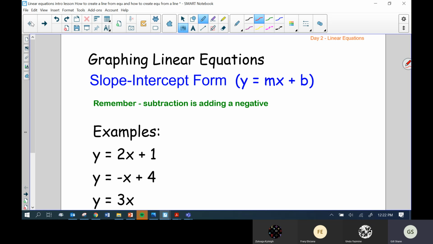So graphing linear equations. We're going to be taking an equation and graphing it, and we're going to be taking a graph that already has a line on it and creating the equation. That's what your worksheet is all about. What you need to understand to do that. So here are some linear equations. y equals 2x plus 1. It's in this format. It's called slope-intercept form. The reason that it's in slope-intercept form is because two pieces of this equation are the slope and the y-intercept. So we kind of talked about this before. That's the slope.